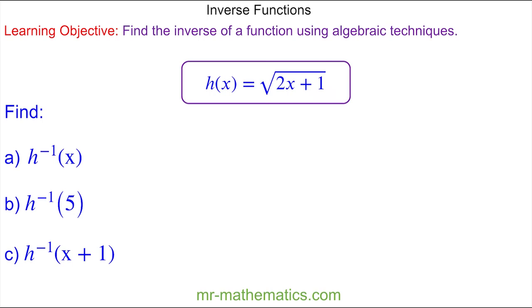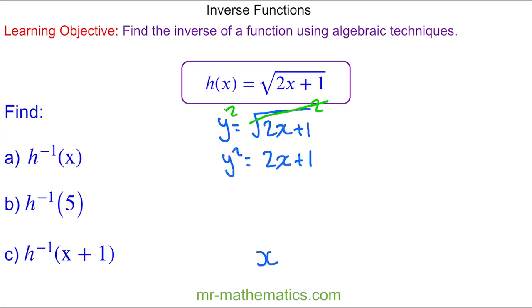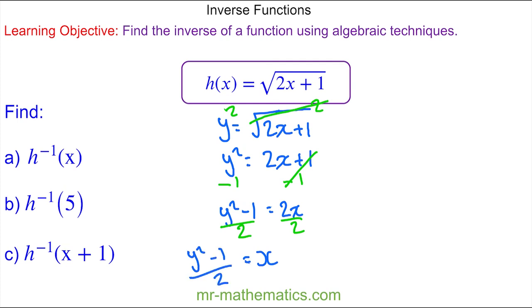So for question A, I'm going to replace the h of x with y, which is the square root of 2x plus 1. To work out the inverse function, I make x the subject of this equation, which I start by squaring both sides, because the square and the square root will cancel. So I have y squared is equal to 2x plus 1. I'll take away the 1 from both sides, and these will cancel. So I have y squared minus 1 is equal to 2x, and I'll divide both sides by 2. So x is equal to y squared minus 1 over 2. So for the inverse function of x, we will replace this y with the x, and we get x squared minus 1 over 2.